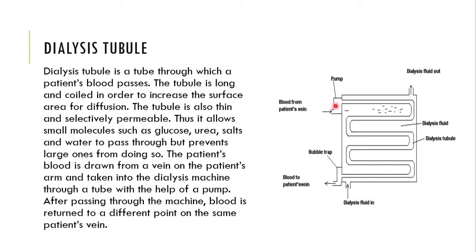So when blood is entering, there are things that are going into the dialysis fluid, and those are the things that are not needed in the blood. So those things are coming from the blood going into the dialysis fluid, and those things are what? Urea. Urea is what is not needed. It is toxic.